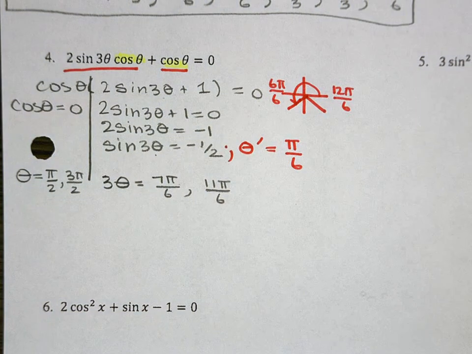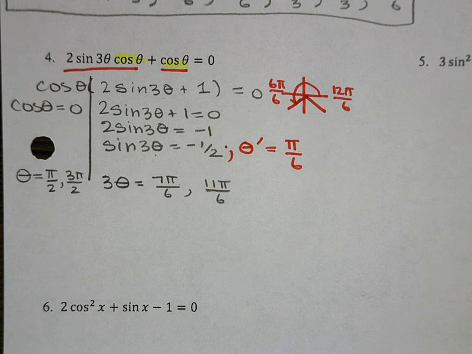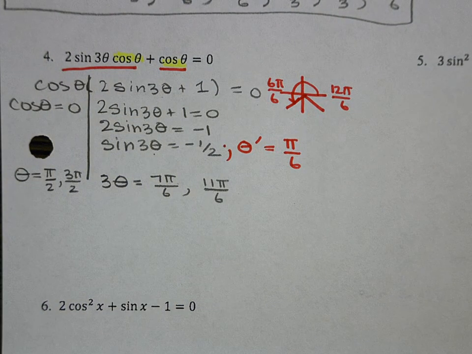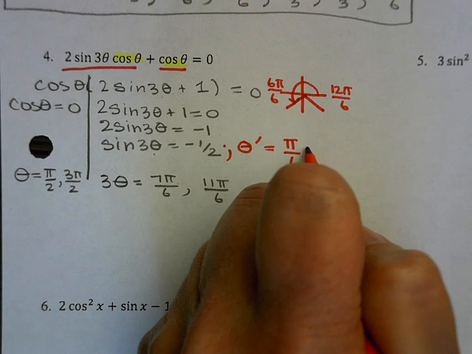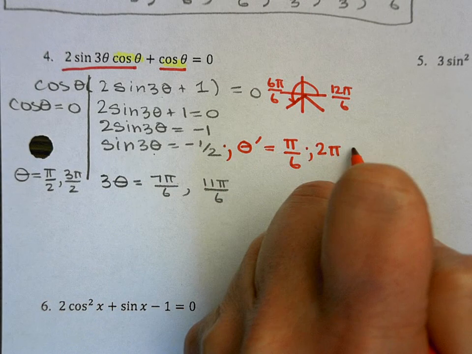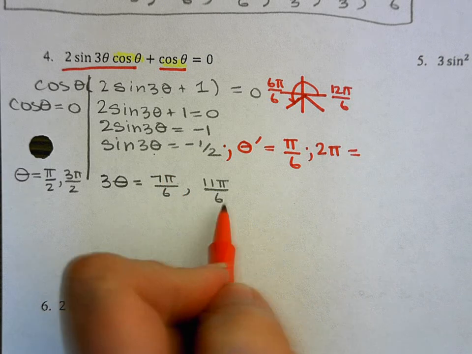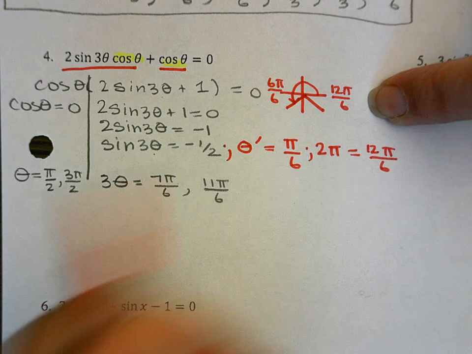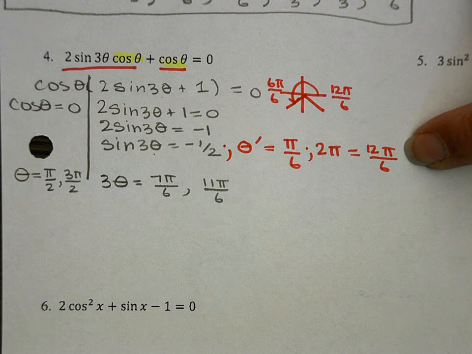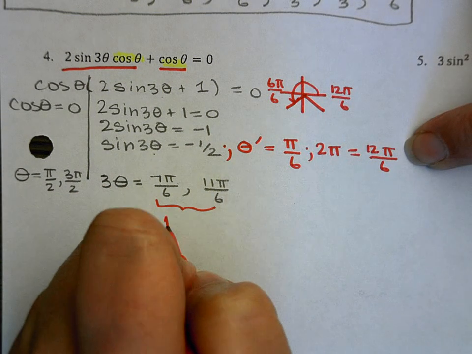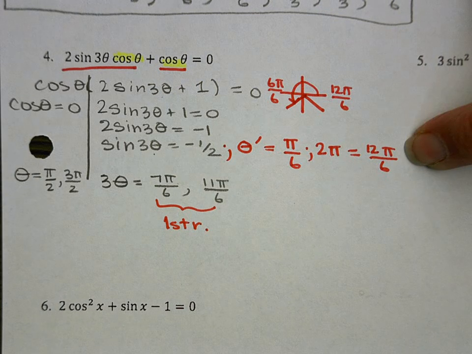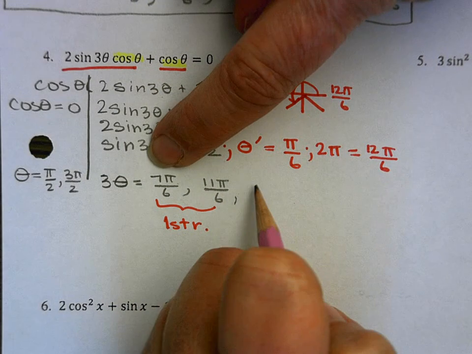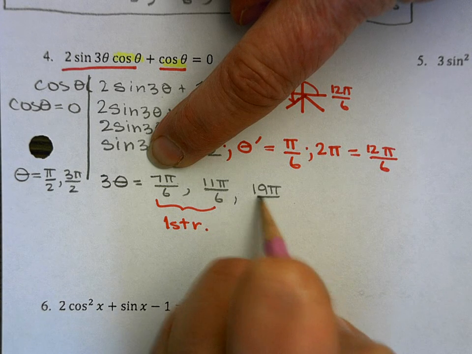So then I know I need to add 2 pi, and I have to do it 3 times, 3 rotations, because this is a 3 theta. I want to know what is 2 pi, so I can add that pretty easily. 2 pi in terms of 6, remember, is 12 pi over 6. I have that up here, and I'm just writing it down here so I have something to look at. So my first rotation, r dot, my rotation abbreviation. Now I'm going to add 12 pi over 6 to both of these, to here and to here.